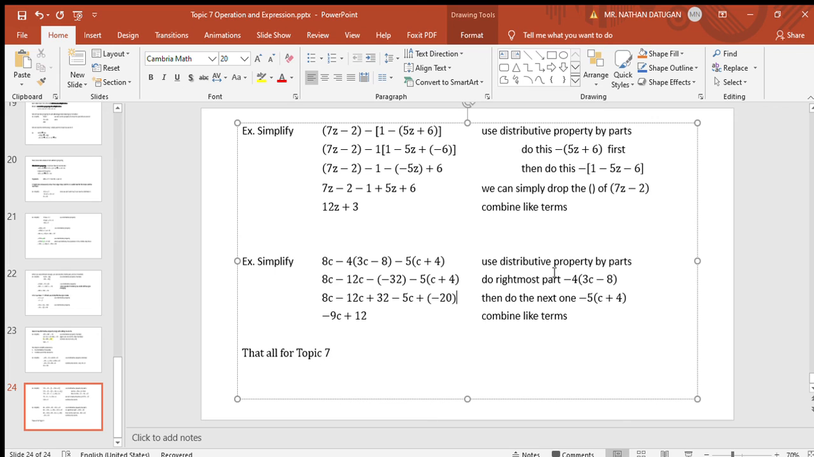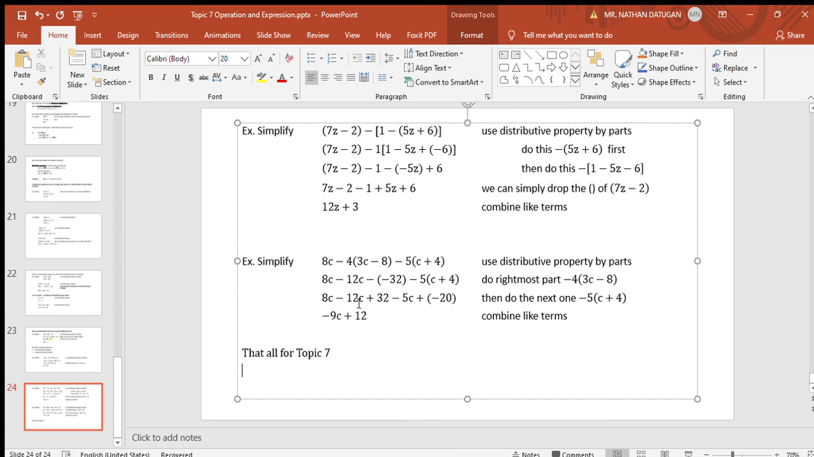So now what we do is we simply combine all the like terms. Now that we've distributed everything, we simply combine like terms. Find like terms with 8c. Any like terms with 8c? Yes, there is, which is negative 12c and negative 5c. So you're going to add 8 with negative 12 and negative 5, which gives you negative 9. And then you're just going to copy the variable part, which is c. So our new term is negative 9c.